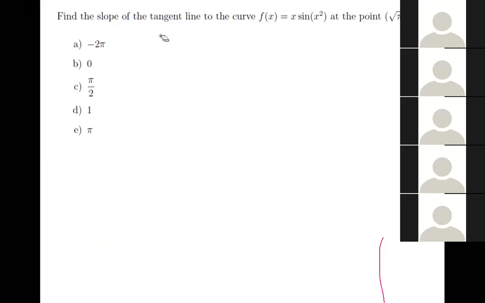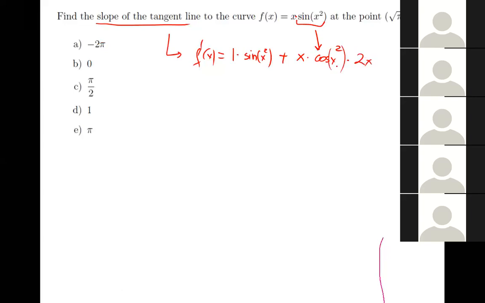Actually, I will use the red color. Okay, f prime of x, please note, is a product. That means I will use the product rule. Derivative of x is 1 times sine of x squared plus x. And now, what is derivative of sine x squared? Because I have to differentiate sine x squared. It's cosine x squared times 2x. Thank you, because times derivative of that inner function.